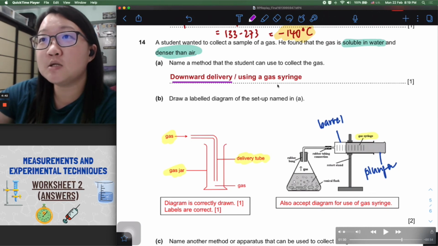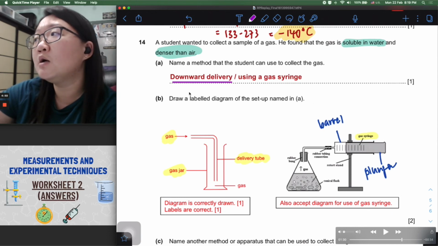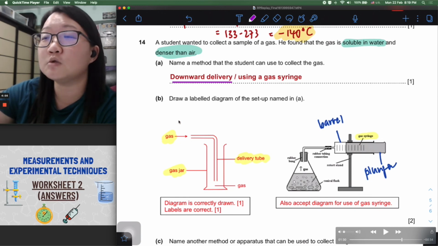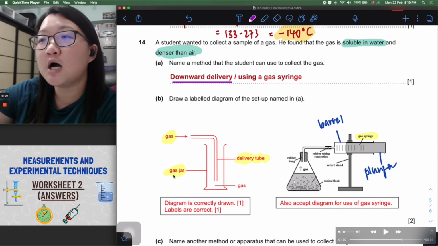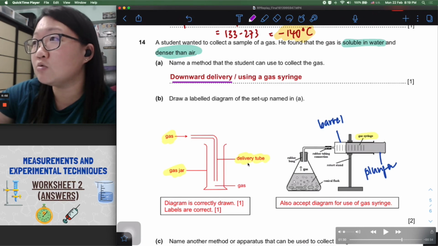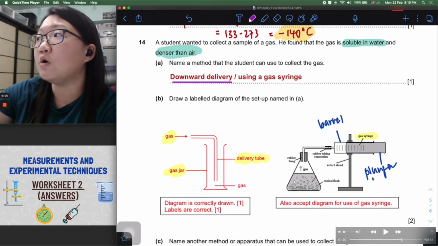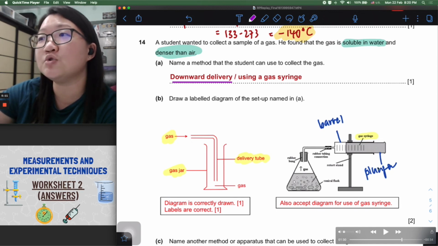So should your answer be this, then in part B you just draw the labeled diagram for your gas syringe. Okay, so take note that here in the question they already mentioned that you need to label your diagram. So if it's downward delivery, label the gas going in, label the gas jar, label the delivery tube. As for the diagram of the gas syringe, you should label the barrel as well as the plunger of the gas syringe.